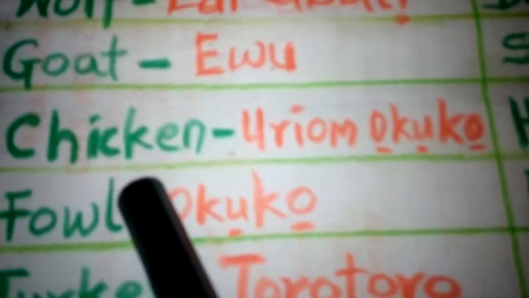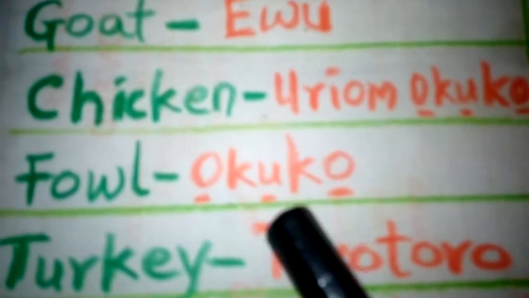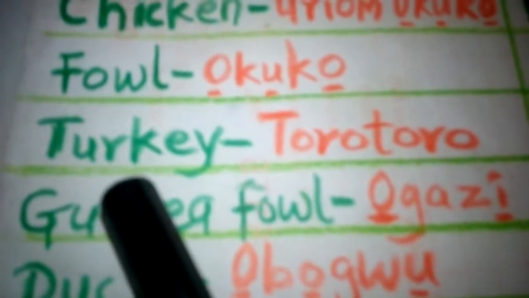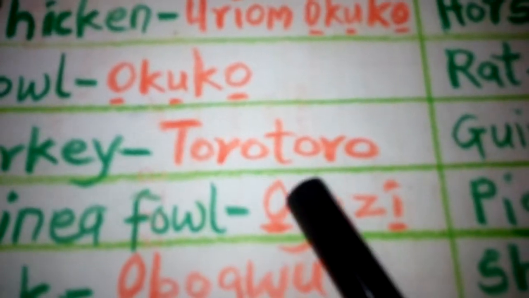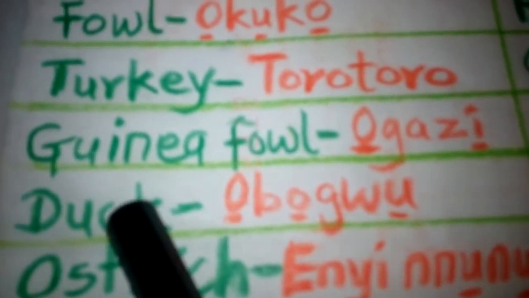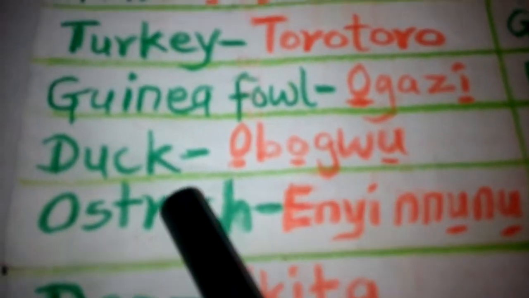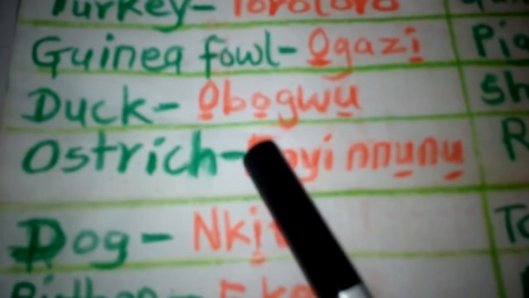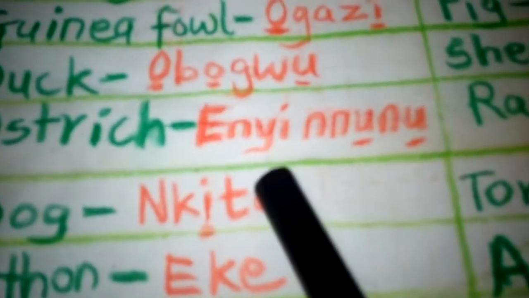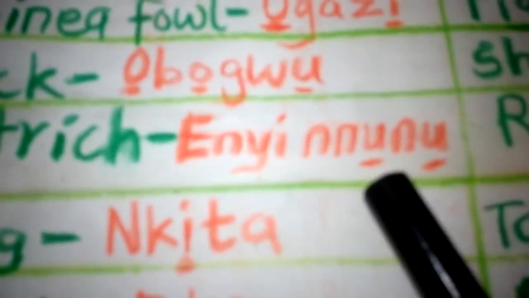Fowl. Generally we say chicken, but we have chicken and we have fowl. Fowl is okuko. Turkey is toro. Guinea fowl, ogazi. Duck, obogwu. Ostrich, enyi nnunu.